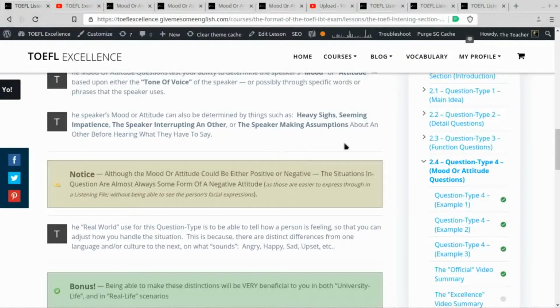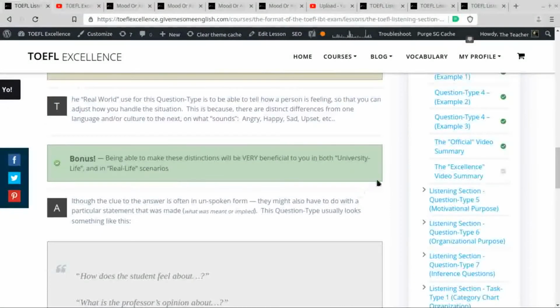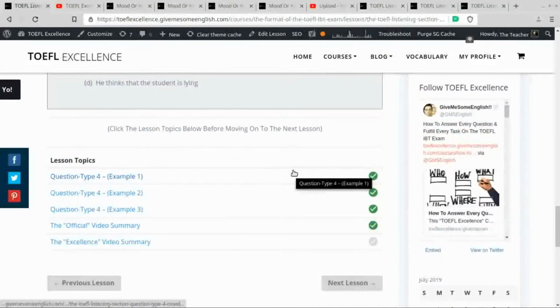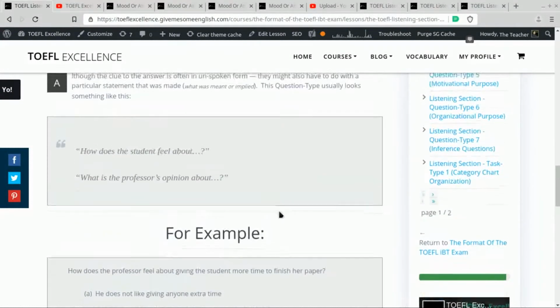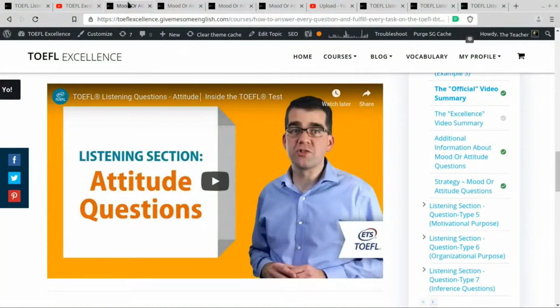But usually this question type is focused more on negative attitudes or moods or ideas or opinions, just because it's a little bit easier to express. Now, I know it's easy to express excitement and joy and happiness, but for some reason, most of the examples have to be about some sort of negative mood or idea. So just a couple other things I wanted to mention.